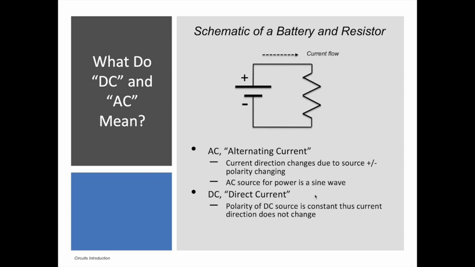DC stands for direct current, and there the polarity of the DC source is constant, and thus the current direction doesn't change. That's the case with a battery. One terminal of a battery is plus. It's plus today, it's plus tomorrow, it's plus the next day. Doesn't change. Same thing with the minus. Okay? So if you introduce that battery into a circuit, the current direction is going to flow in just one direction. We call that DC.